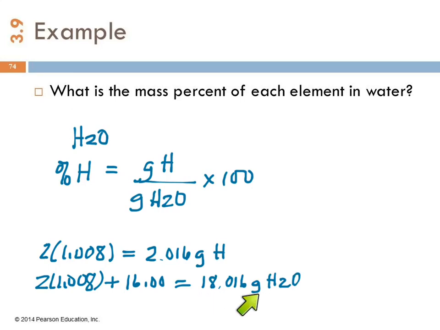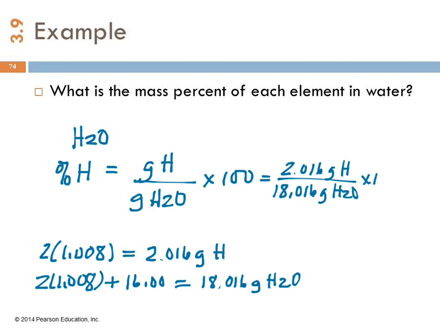So here we have the mass of water, here we have the mass of hydrogen. All we have to do is put them into our formula. So we've got 2.016 grams of hydrogen and 18.016 grams of water times 100.